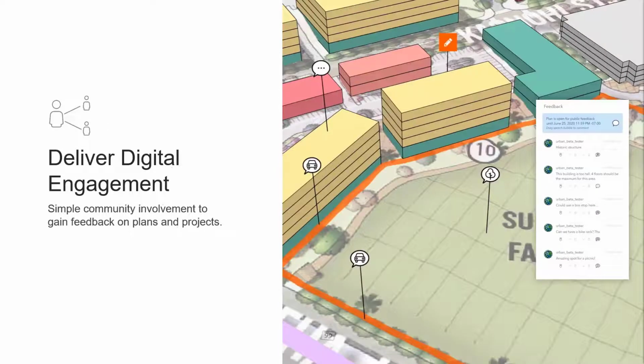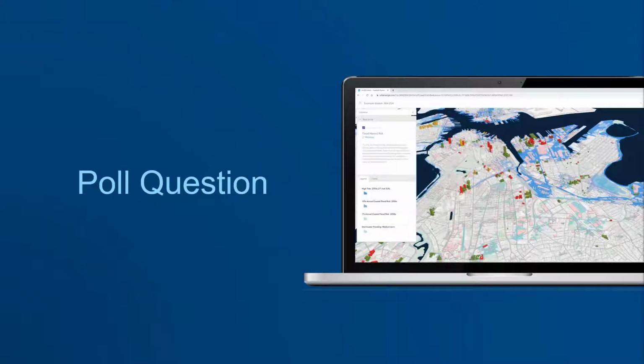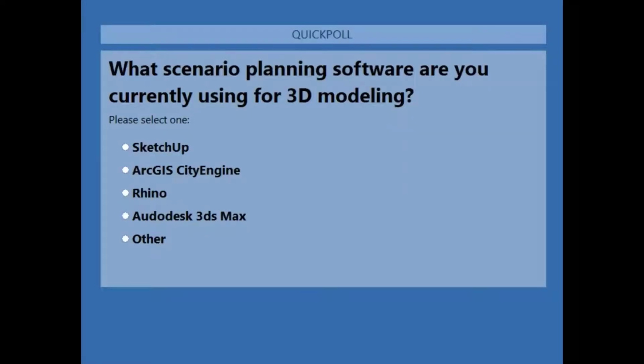And finally, Urban can enable cities to deliver digital engagement, giving planners and the public an easier way to collaborate at scale. So planners can not only inform citizens on a project, but also streamline feedback through plan and project-specific comments and suggestions. So now, after going through the 4 key planning workflows that Urban supports, I want to pause for a quick poll question.